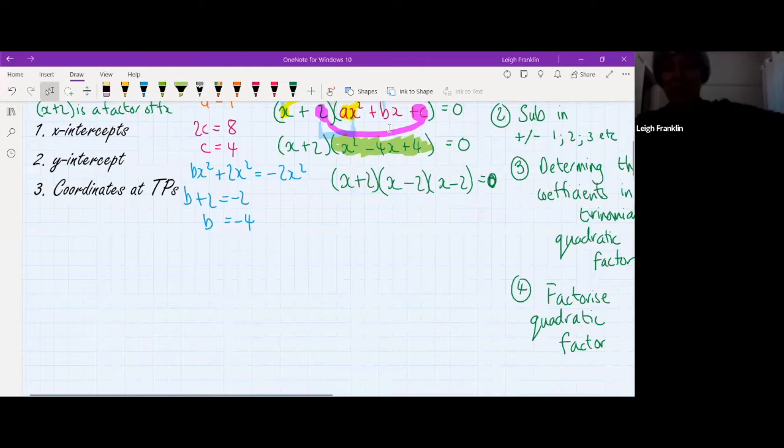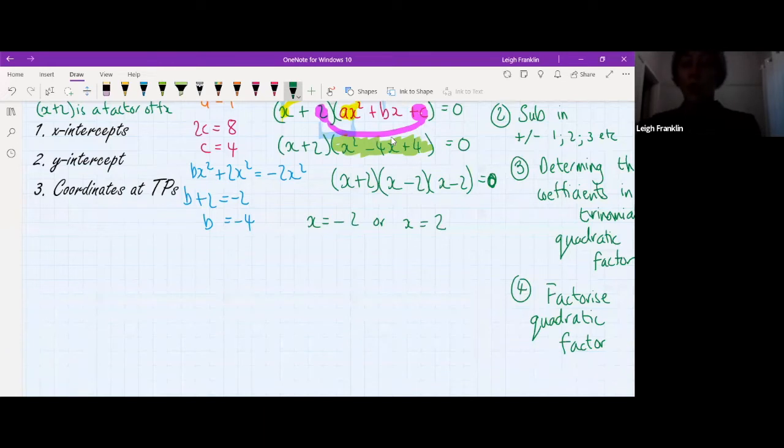Okay, yes, 100%. There are 2 x-intercepts in this case. Either x is equal to -2 or x is equal to 2. What can you tell me about the x-intercept x equals 2? Why is that? What is special about it? Can anybody remember from our discussion last week? What's special about x equals 2 in this case?